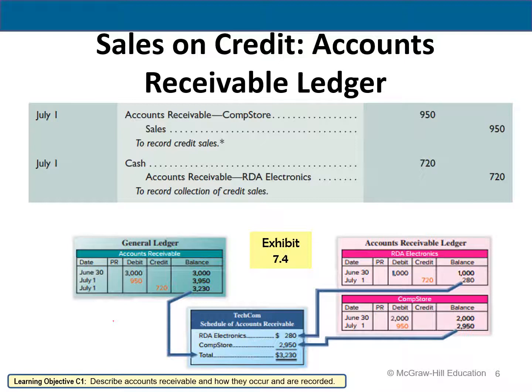My pointer's not working. Okay, so what they're trying to show you is that these journal entries up top in the blue get posted to the general ledger accounts receivable, but there's subsidiary ledgers. So the general ledger accounts receivable is that greenish, bluish box on the bottom left, and then your two pink boxes on the bottom right show the individual ledgers for the customers, RDA Electronics and CompStore, right? So your accounts receivable subledger supports your accounts receivable ledger, and there's usually a schedule of accounts receivable that'll just list the customer name and the balance owed, and the total should agree to your accounts receivable general ledger.